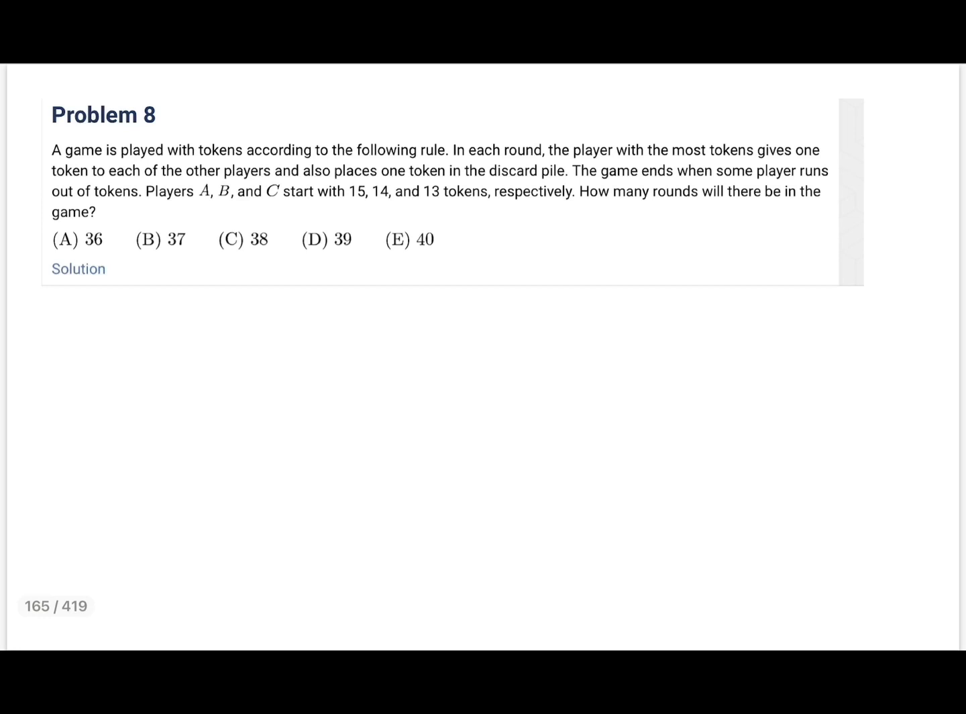Number 8, a game is played with tokens according to the following rule. In each round, the player with the most tokens gives 1 token to each of the other players and also places 1 token in the discard pile. The game ends when some player runs out of tokens. Players A, B, and C start with 15, 14, and 13 tokens respectively. How many rounds will there be in the game?